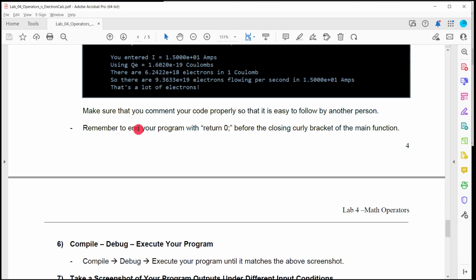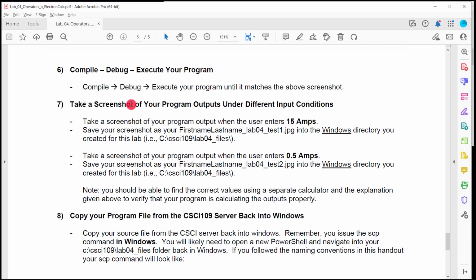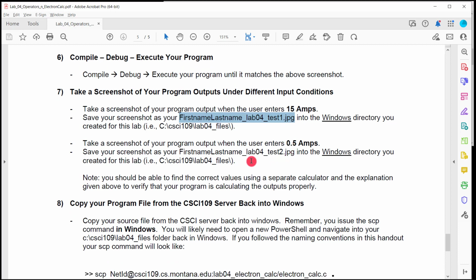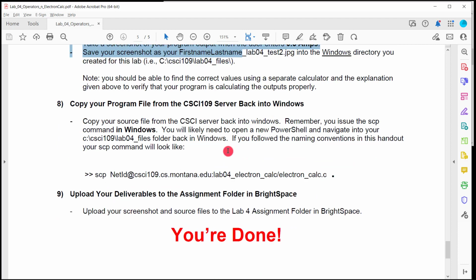Okay, when you're all done with that, go ahead and take a screenshot of your output for the test case of 15 amps. Then save it as first name, last name, lab04 test1 JPEG. Then do another test case of 0.5 amps. And you can save these as one file, or you can save them as two separate files. I'll take both of them.